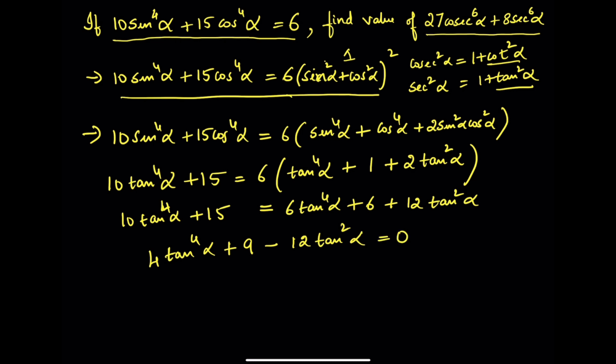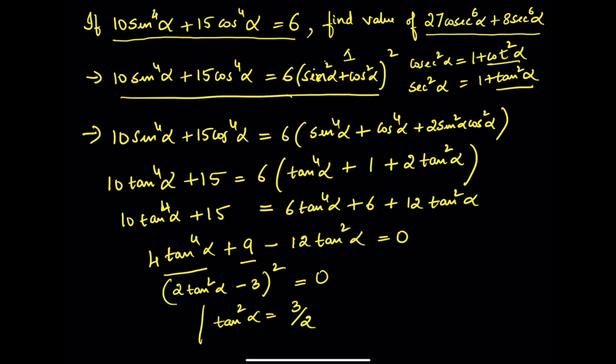So now let's see what this is. If we consider this as A and this as B, this will be (2 tan square alpha minus 3) the whole square is equal to 0. So we would have tan square alpha is equal to 3 by 2. So now we found the value of tan square alpha.